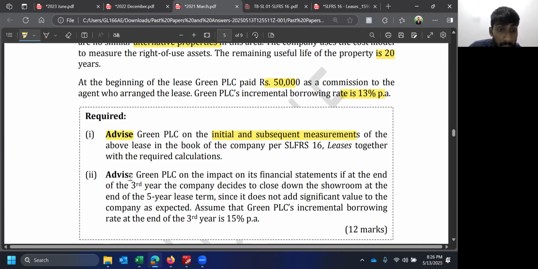Then advise Green PLC on the impact on its financial statements if at the end of the third year the company decides to close down the showroom at the end of the fifth leased year, since it does not add significant value to the company as expected. Assume that Green PLC's incremental borrowing rate at the end of the third year is 15% per annum.